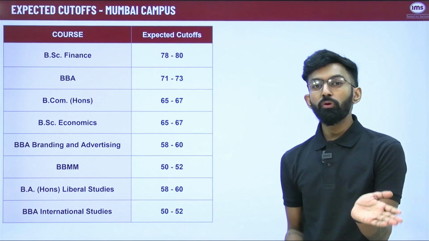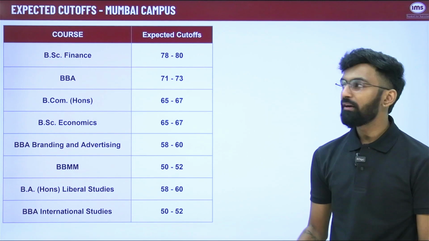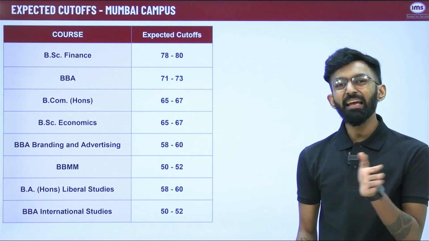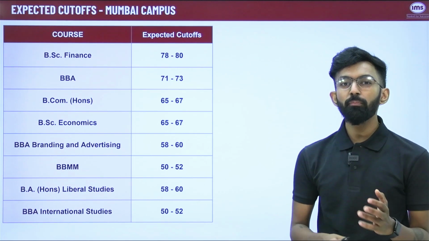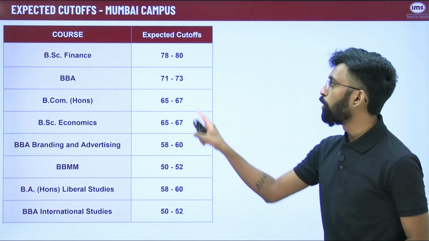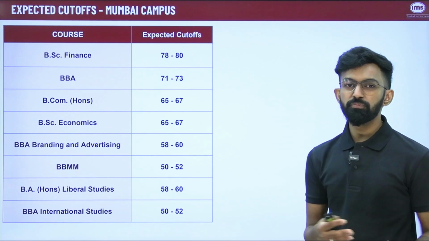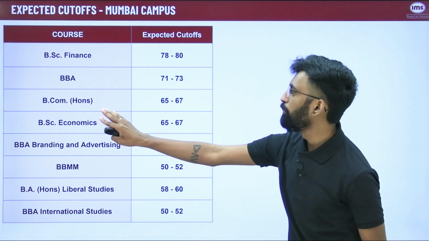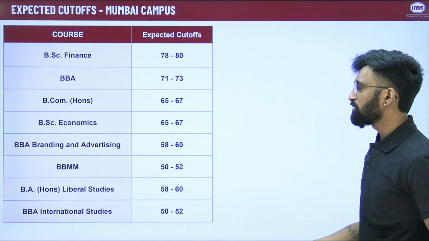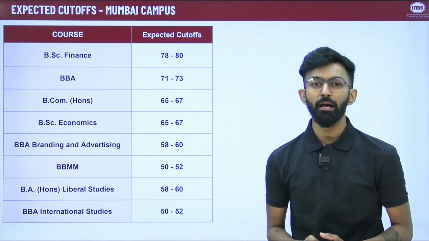If you aim to secure an 80 plus score, it is a very safe bet to secure any of the courses in the Mumbai campus, and at an 80 plus score you can be fairly confident of getting BSc Finance. A 70 plus score can fetch you the BBA program. A 60 to 70 score can help you secure BCom Honors and BSc Economics. A score between 50 and 60 can help you get the remaining programs in the NMIMS Mumbai campus.